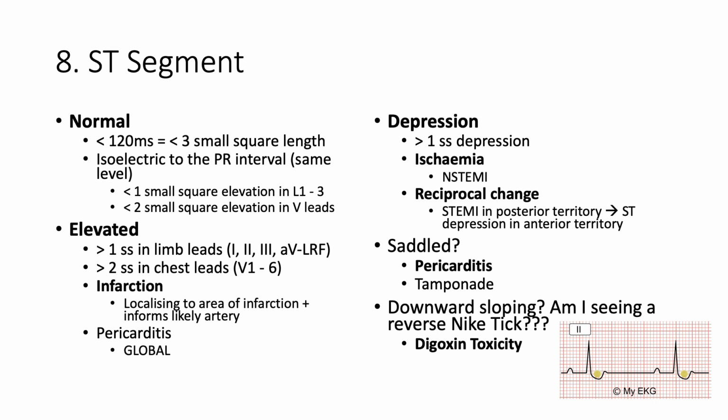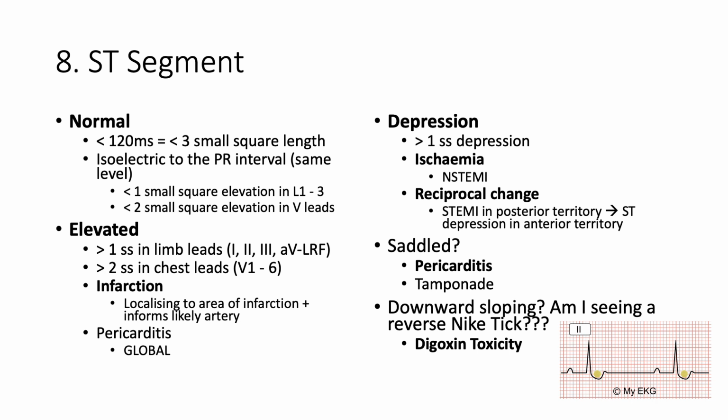So if you're looking at the ST segment and it looks like it's elevated, you need to work out if it's more than 1 small square in the limb leads, which are your leads 1 to 3 and your augmented leads, or if it's more than 2 in the chest leads. The way I think about this is that if you are closer to the source, you can be more specific about what's happening. So small changes will be detected better. And so you need to have bigger changes for us to be happy with it.